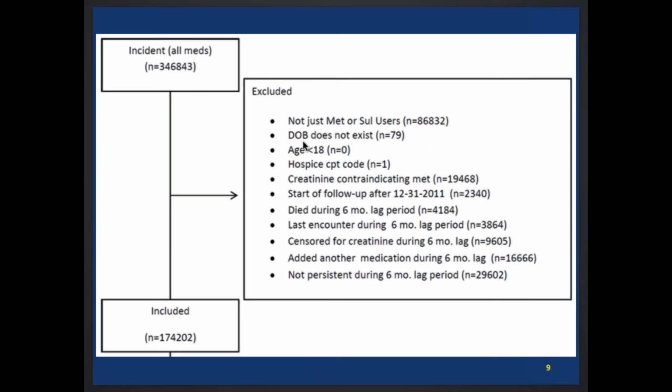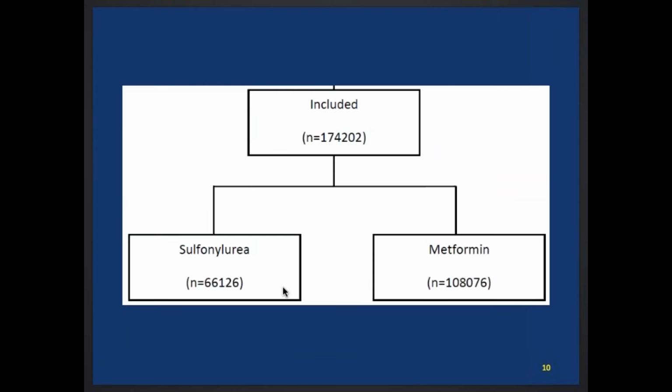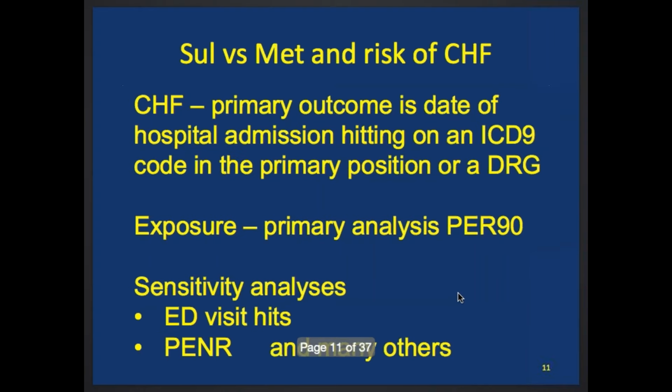Things like if date of birth doesn't exist, if they're not 18 yet, if they have a creatinine value that contraindicates metformin. That's both for the metformin users and the sulfonylurea users. And so we have people who are equally eligible for those medications and so on. So we end up with about 66,000 sulfonylurea users versus 108,000 metformin users. And Christiane, if these numbers don't look exactly right to you, it's because we've updated them. Exactly. This was version like 21 versus 42.